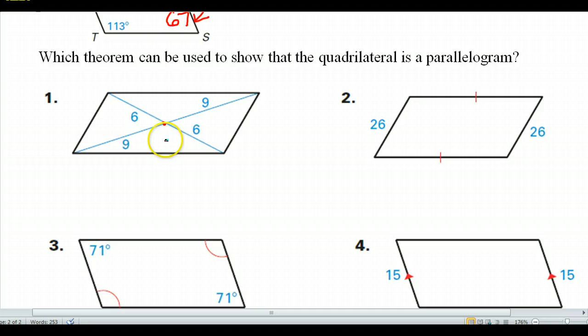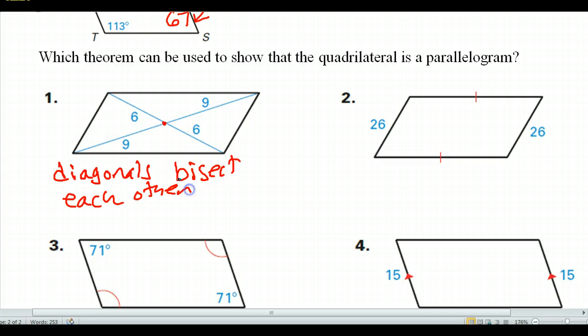6 and 6, 9 and 9. They're cutting each other in half. So yes, it's because the diagonals bisect each other. Okay, that's why.